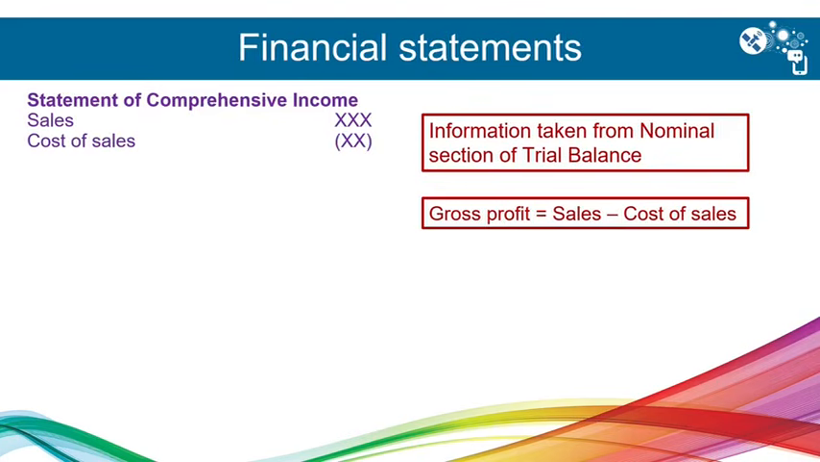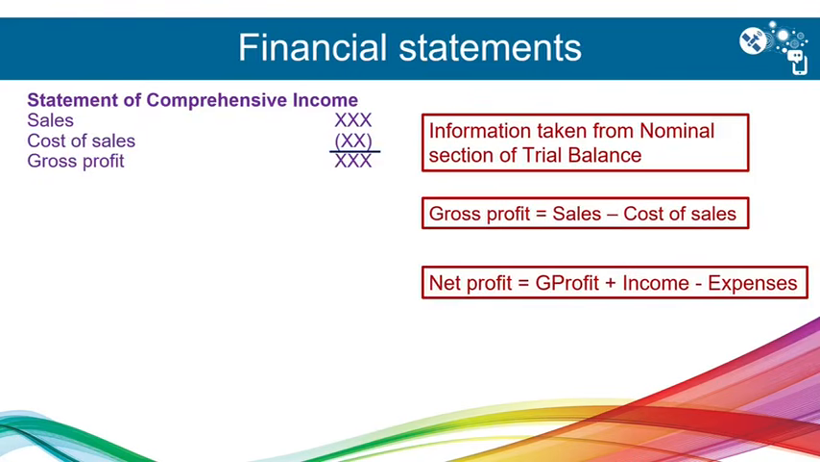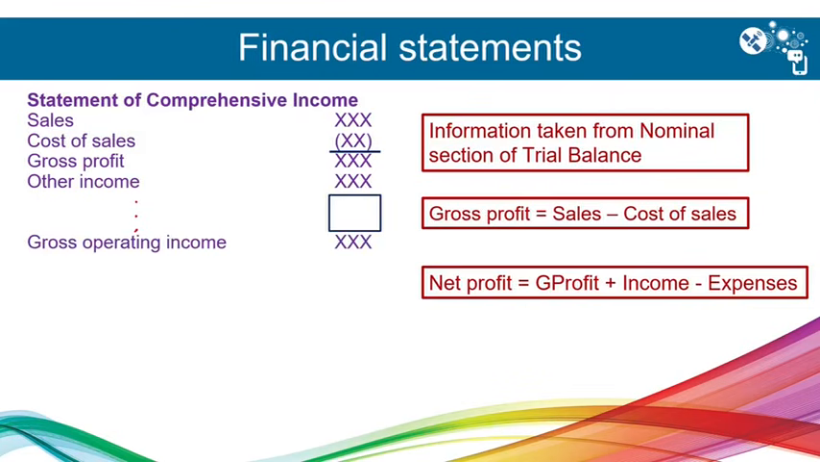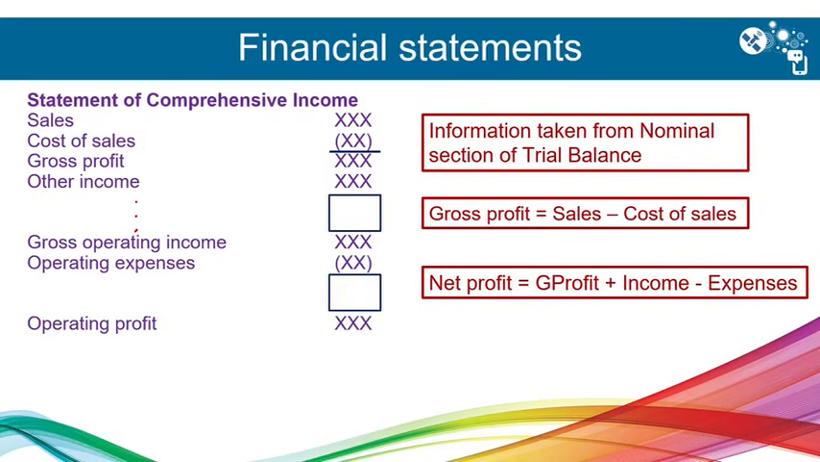Sales minus cost of sales will give you the gross profit. Then you know from the profit and loss account that the net profit equals your gross profit plus income minus expenses. So let's do this. Other income, and obviously these income items will be listed there. We add it together in the block, show the total at the top of the block, and that will give us the gross operating income. Minus the expenses will give you the operating profit. So that is your trading account and your profit and loss account in a statement format.